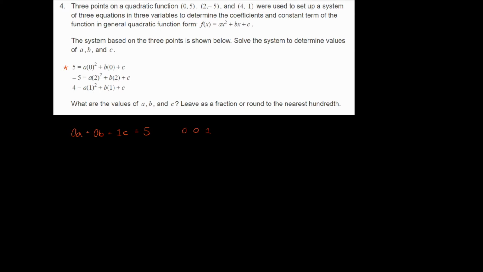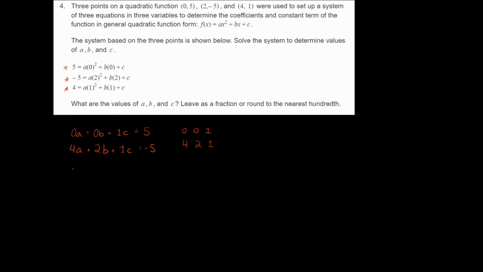And then we'll get to the second matrix in a second. Okay. The a term, we have 2 squared, that's 4, so this would be 4 times a. I'm working on the second equation now, I don't know if that was obvious. b times 2, so we would have 2b, and 1c equals negative 5. So the second row of my matrix would be 4, 2, 1. All right, time for the third one. We have 1 squared, that's 1.